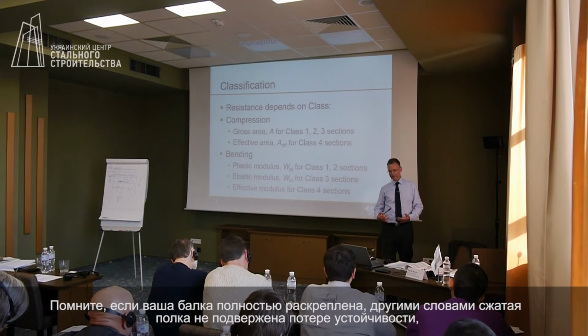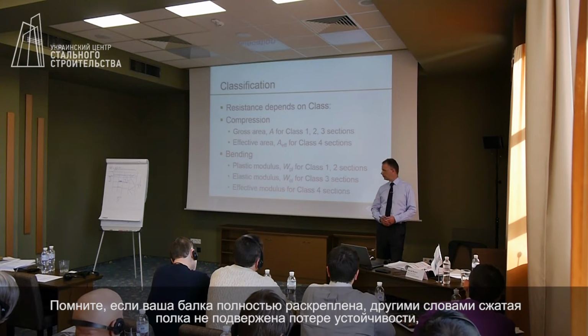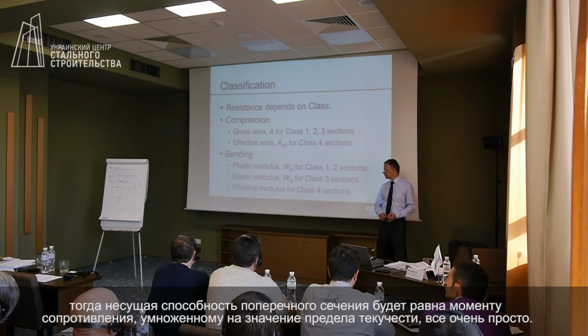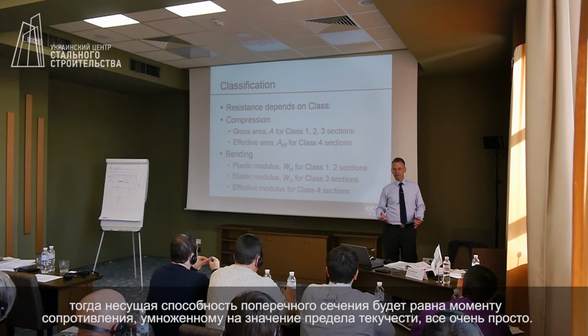Remember, if your beam is fully restrained, so the compression flange is not free to buckle, then the resistance of the cross-section will simply be a modulus multiplied by a yield. Very, very straightforward.